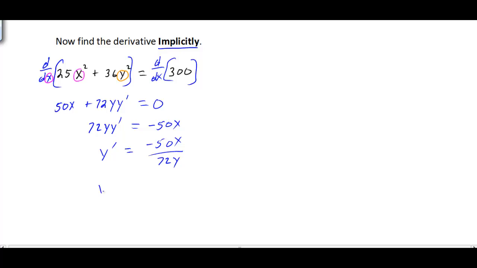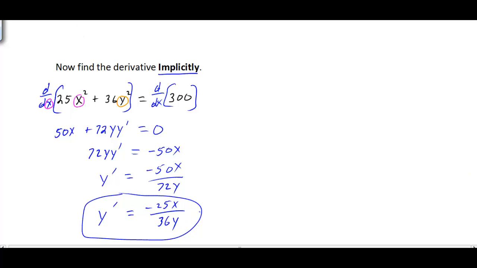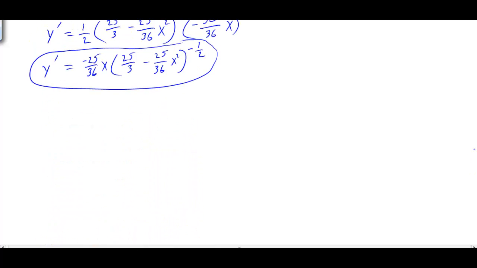And of course this would simplify to a negative 25x over 36y. And if you notice from above, negative 25x over 36y is going to be the same as this equation up here. And you're like, wait a second, this doesn't look anywhere near the same, because down here we ended up with y prime equals negative 25x over 36y.